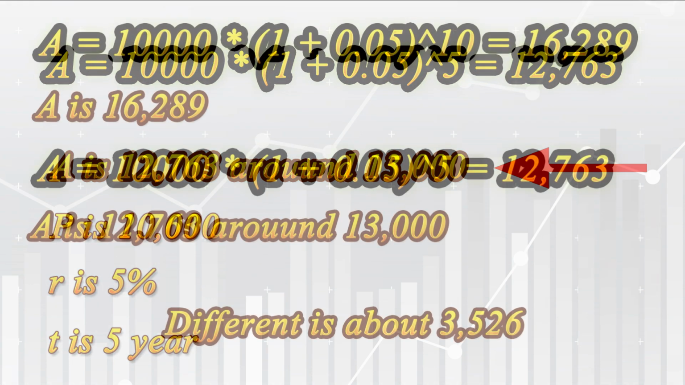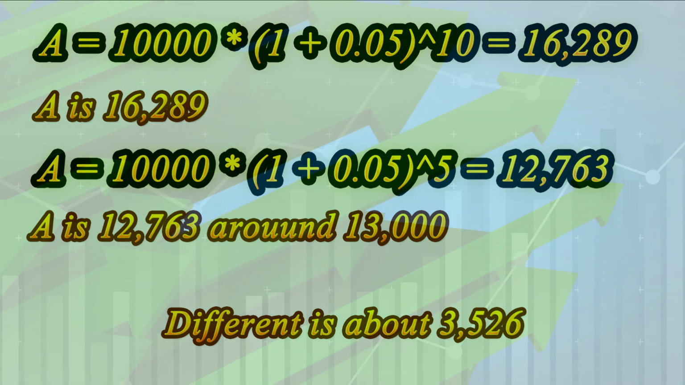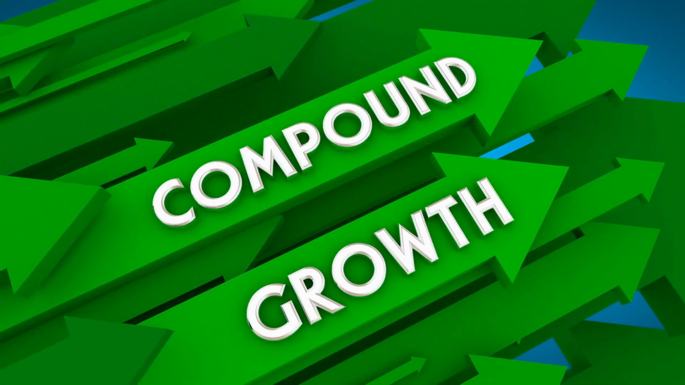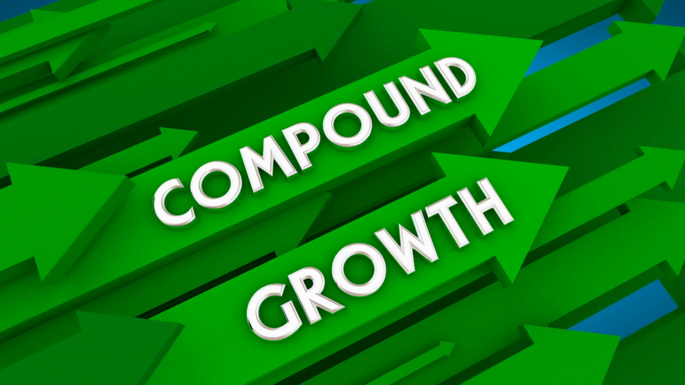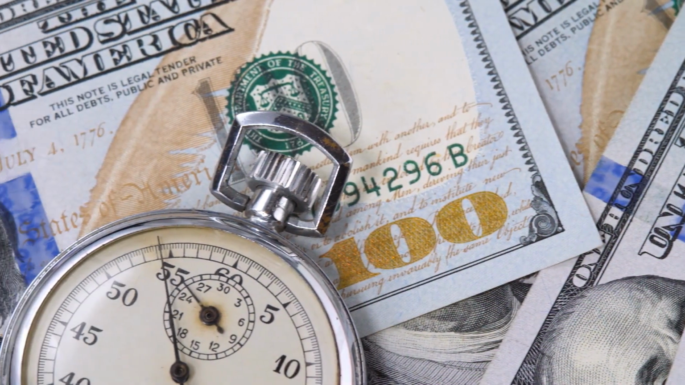As you can see, the difference between $16,289 and $13,000 is significant. This is because the money that you earn in interest in the first 5 years is then reinvested and earns interest itself in the remaining 5 years. This is the power of compound interest.